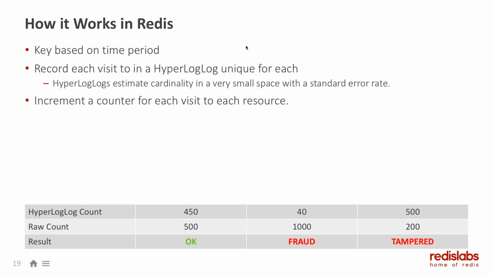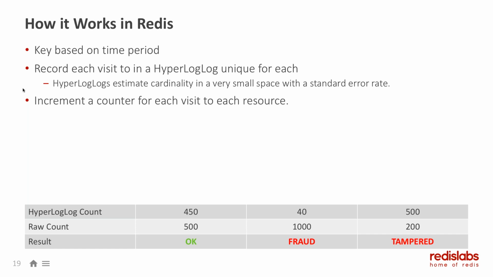If you take a look at this, the HyperLogLog count, let's say that you have 450 unique users, and we're identifying them however you would identify somebody. Maybe it's a cookie, or maybe it's some sort of analytics ID or something along those lines. Then your raw count, just the number of pages consumed, is 500. So that means that most people are consuming one page at a time. So that's a good result, right? So let's say in the next column, you have 40 HyperLogLog users, and then you have 1,000 raw counts, right? So that means that 40 users have consumed 1,000 pages. That's unusual, especially compared to the column to its left. So that would be an indication of fraud.